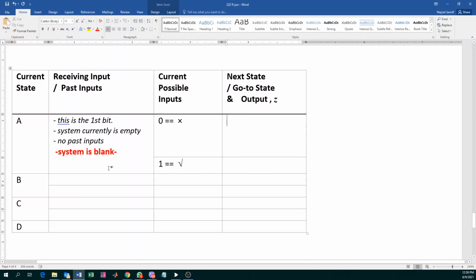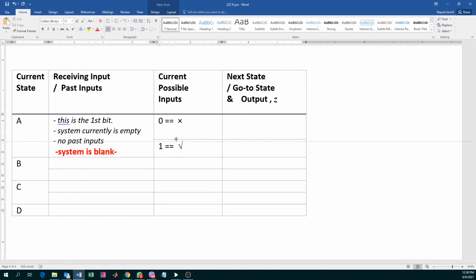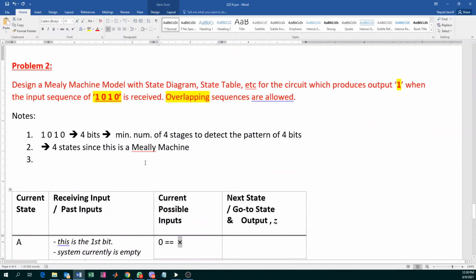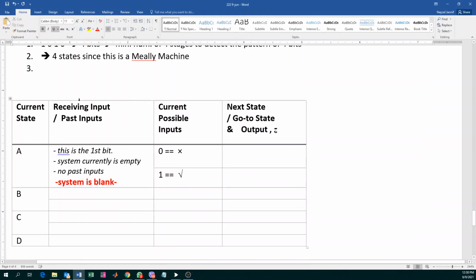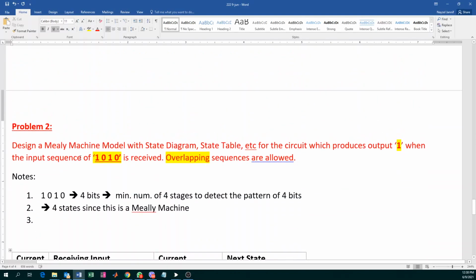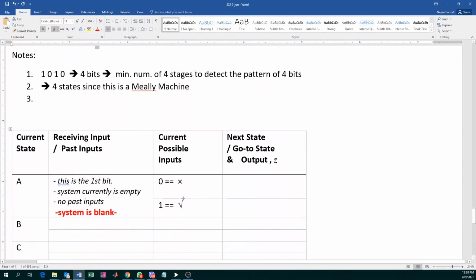So our possible inputs when we kick off are 0 and 1. And what is our sequence, guys? Our sequence is 1 0 1 0. Now, in the beginning, the past input is 0, system is blank. So, that's why I've put it in red here. And our first number in our sequence is the number 1. So, yes, 1 goes through.